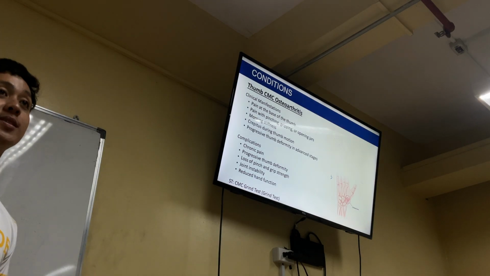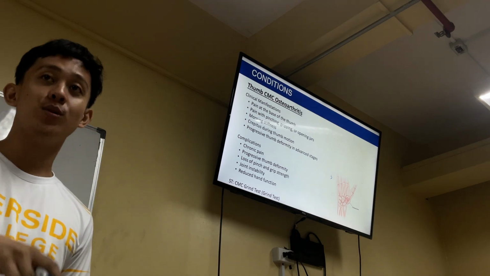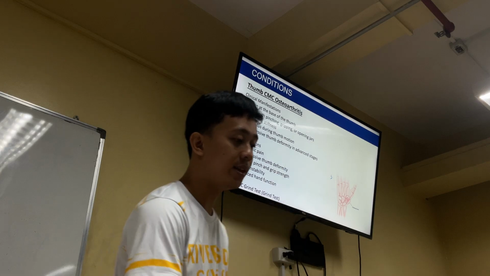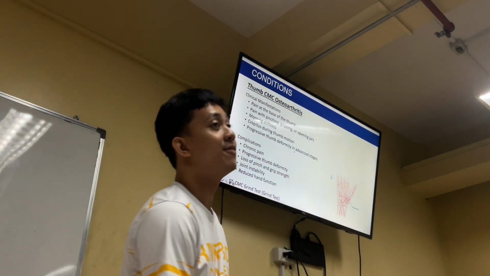But it's not just 30 minutes. In other sources, they say 1 minute. If less than 1 minute, osteoarthritis. If more than 1 minute, RA. It depends on the book they used. Progressive thumb deformity in advanced stages.